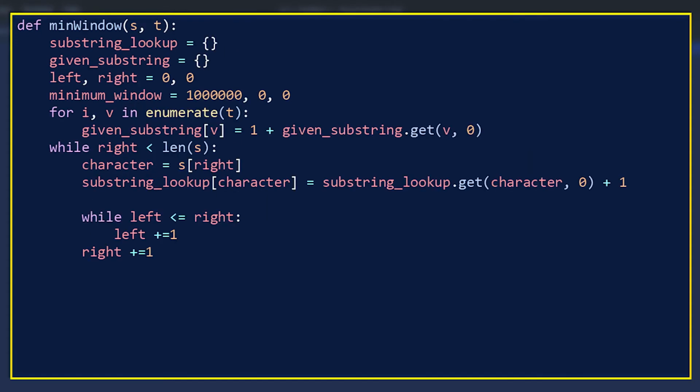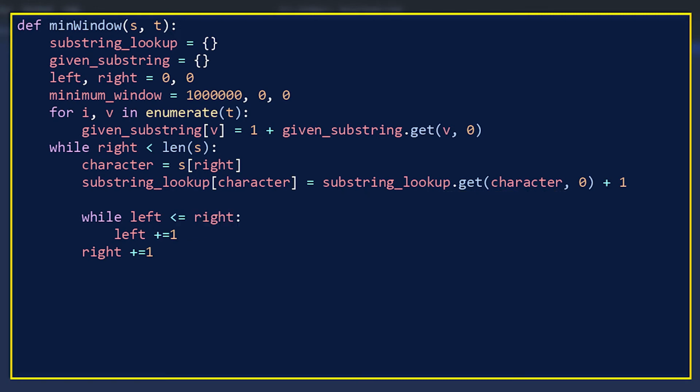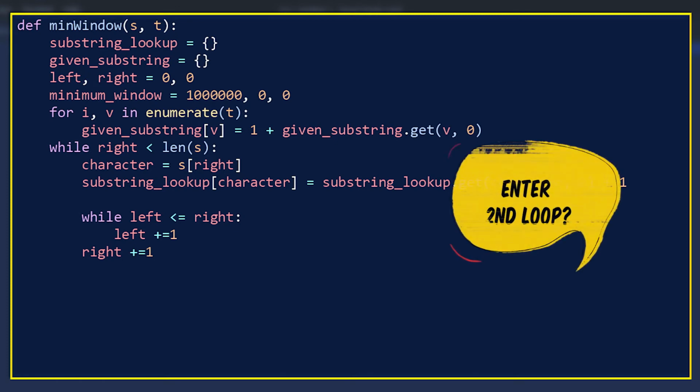So during each outer iteration, we add the character entry to our string hash table if the character was not present, and if it was, we just keep incrementing the counter. Now mostly left will always be less than or equal to right. How do we decide when to enter this second loop?